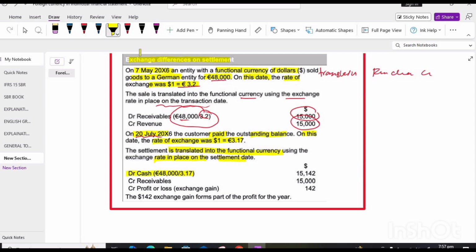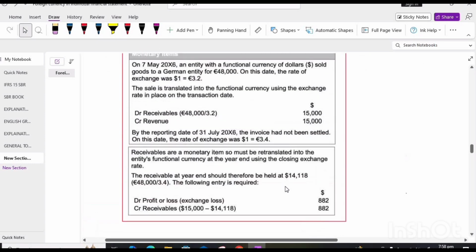The receivable you have recorded was 15,000. So it means you are getting 142 extra. That is your exchange gain, and it should be charged to profit or loss. It's very simple. Clear? Let's move on.